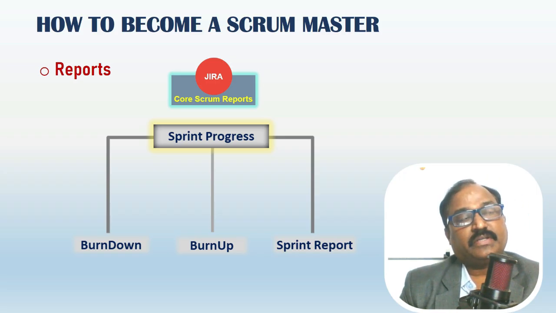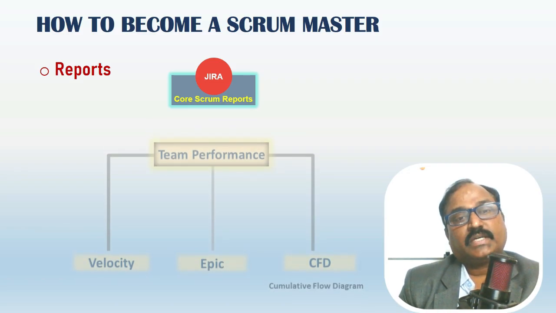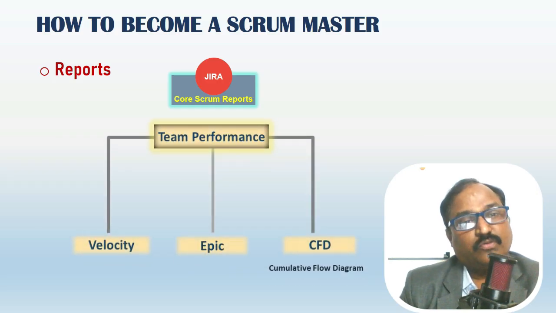Sprint report. After completion of the sprint, it shows the summary of what all completed, not completed, issues, and etc. Now, second category, team performance reports. They are velocity, epic, and cumulative flow diagrams.